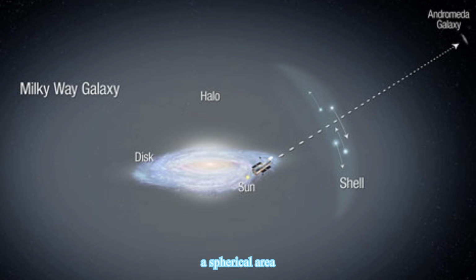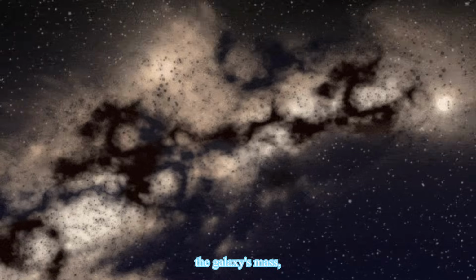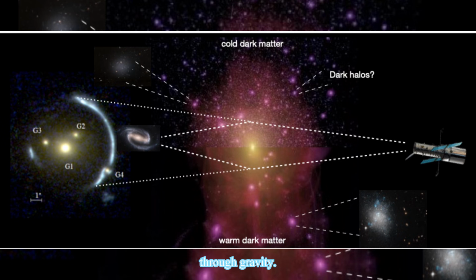The Galactic Halo is a spherical area of dark matter, old stars, and globular clusters around the galaxy. Dark matter makes up most of the galaxy's mass, but is invisible, detected through gravity.